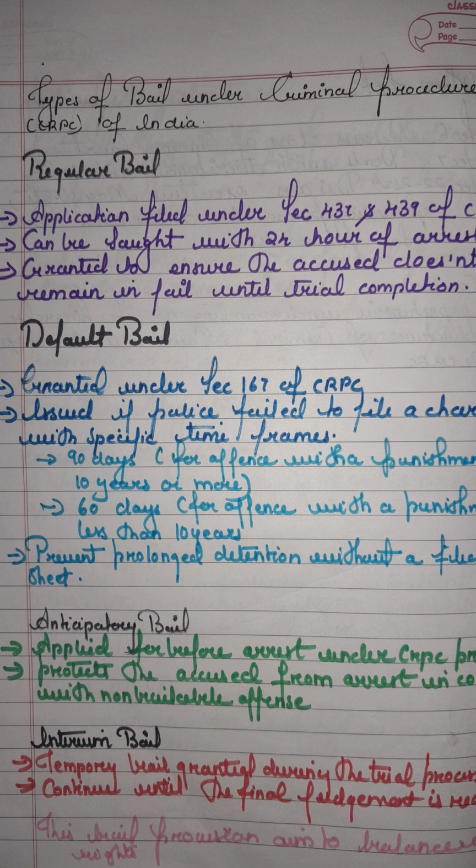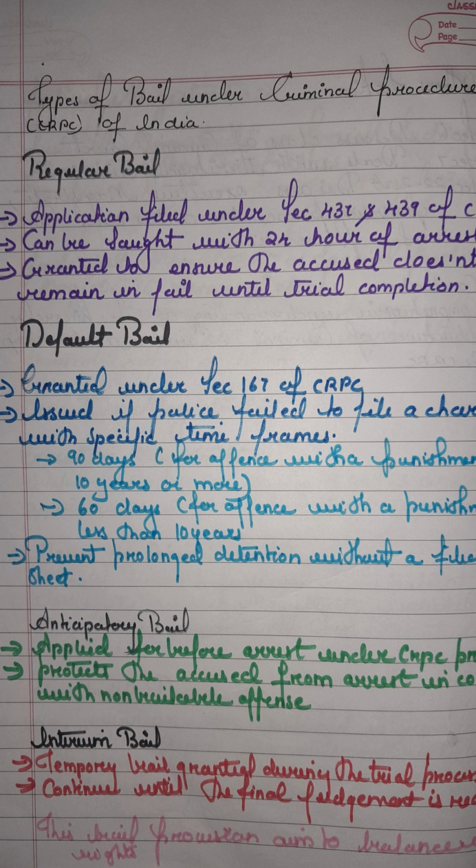Now, anticipatory bail is applied for before the arrest under the CrPC provision. It protects the accused from arrest in connection with a non-bailable offence. It is a legal remedy available to individuals who anticipate arrest in connection with a non-bailable offence, and it allows a person to seek pre-arrest bail from the court to prevent immediate detention upon arrest. To apply, the individual must file a petition before the relevant court, typically supported by an affidavit detailing the reasons for seeking anticipatory bail. The court will then evaluate factors such as the nature of the offence, the likelihood of the person's cooperation with the investigation, and whether their detention is necessary for the purpose of justice.